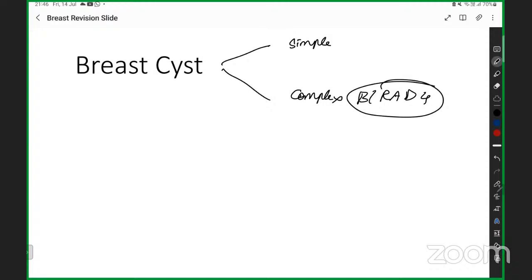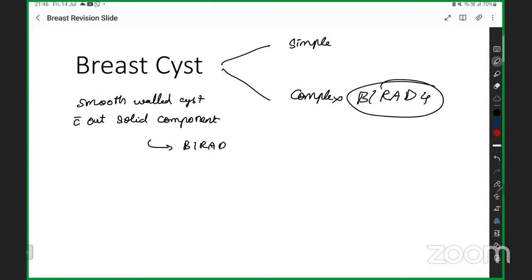Now moving on. In a breast cyst, there will be a smooth wall without any solid component. With no solid component, it is a BIRADS 2. If it is BIRADS 2, remember guys, you are just going to observe, only observe.